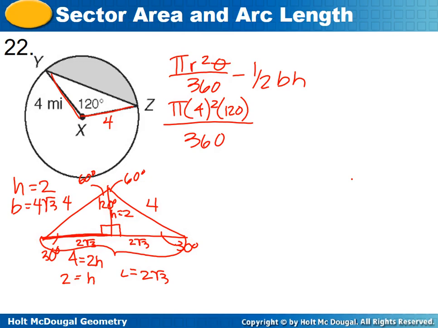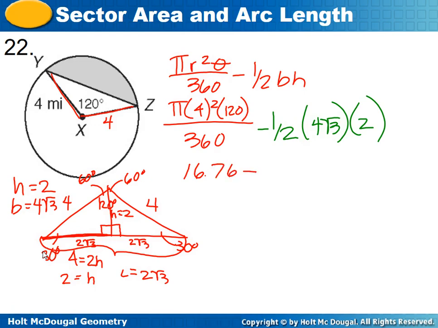So now we're going to plug those into our formula over here, like we've been doing. So that's going to be 1/2. Our base was 4 square root of 3. And then our height was 2, right? So we're going to multiply all those together and figure out what they are. Okay, so when I did this, I got 16.76 here minus 6.93 here. So my answer is 9.83. And again, we're talking about miles this time squared. So hopefully seeing me do those 4 examples or those 4 problems will help you guys.